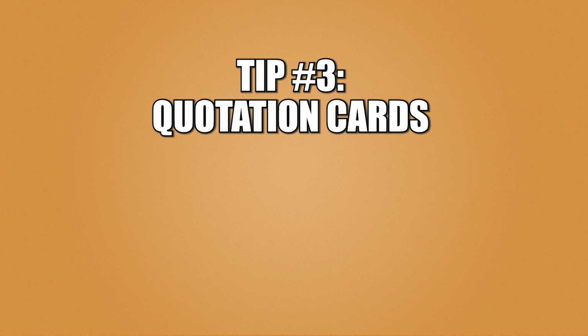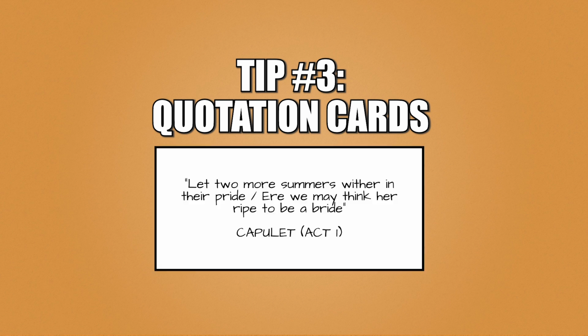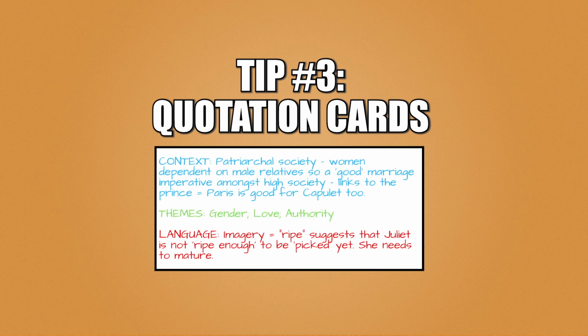There are a number of different ways you can use these quotation cards, but my advice would be to write the quotation on one side, who said it and the chapter or act that it's taken from, and then on the other side, write down your analysis of it, with information such as context, language or structural techniques, and the themes that the quotation links to. You can then give them to someone at home or a friend and ask them to test you on them.